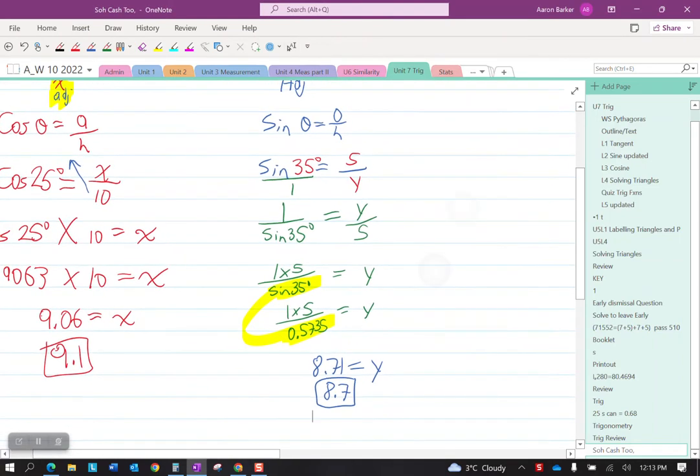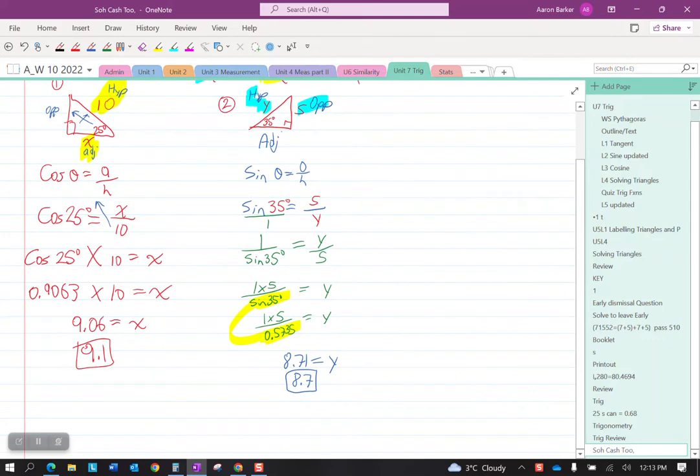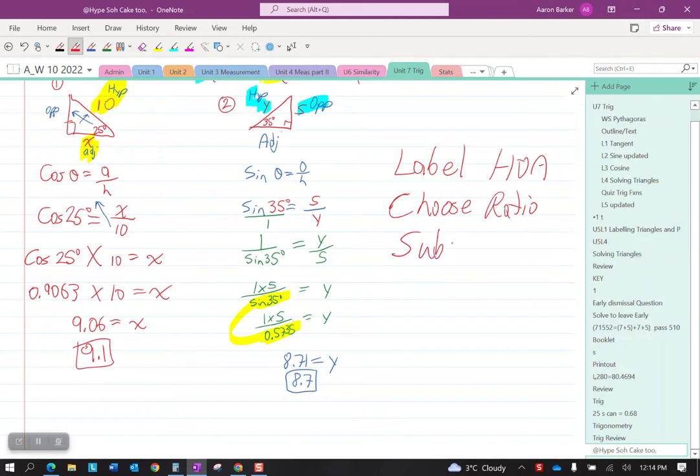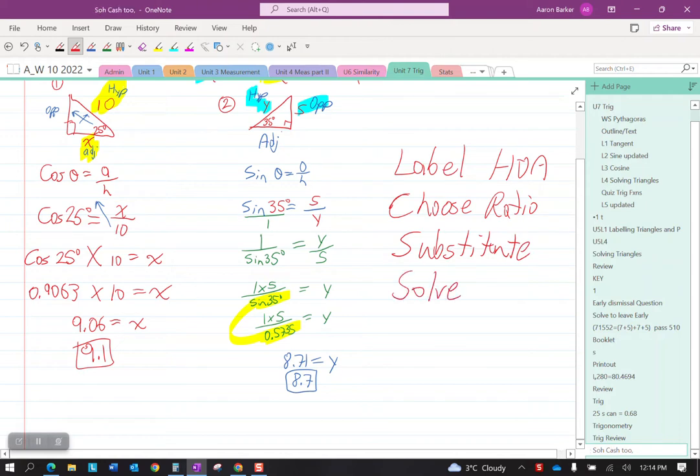So the steps that we followed here was, number one, label your HOA. Number two, choose your ratio. Then number three, actually, we do substitution. And last one would be solve. So solve for the unknown. Find X or find Y, whatever you're looking for.